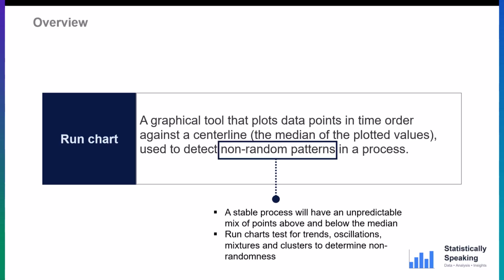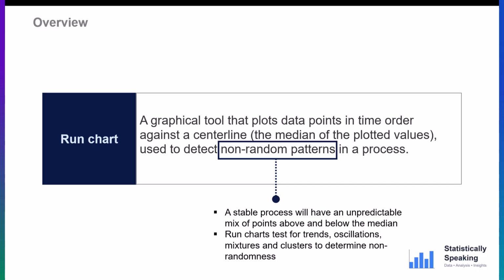The next thing to understand is non-randomness. A stable process will always have a, quote unquote, unpredictable mix. Some points will be above the center line, some will be below the center line, and there will be no obvious structure or pattern when you look at it visually. That's because some randomness exists in every process within its natural variation. If there is non-randomness, that's what run charts are expected to detect.